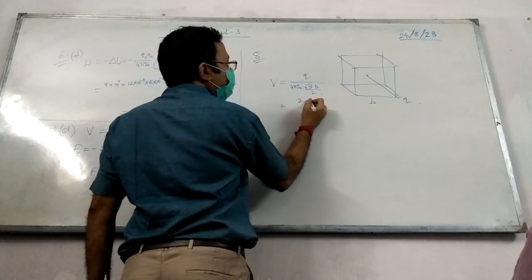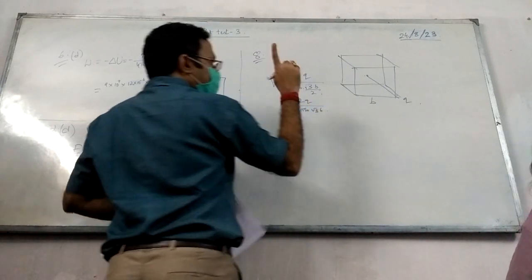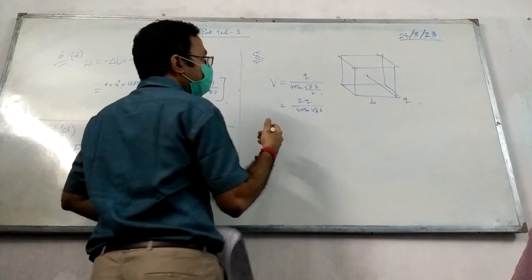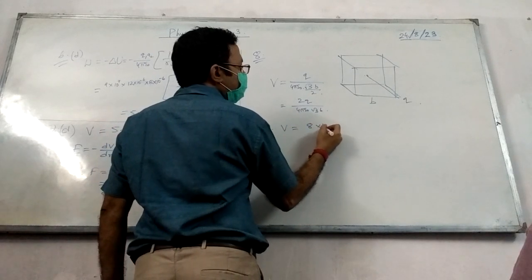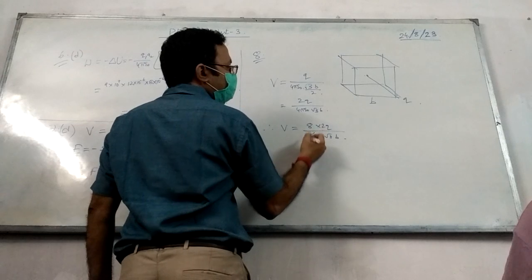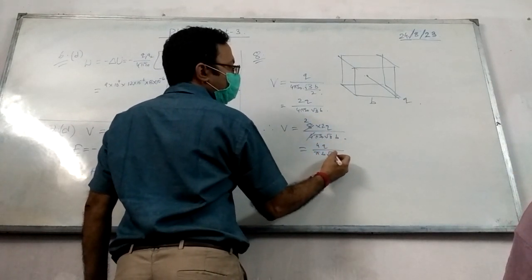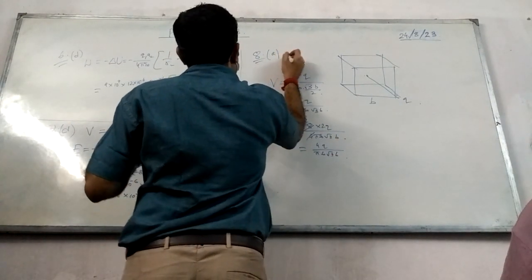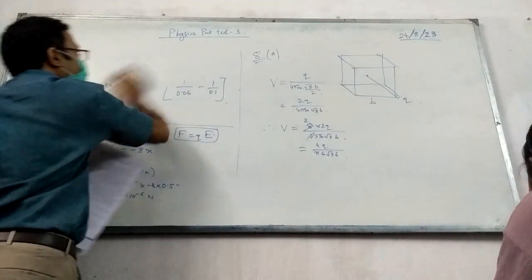Okay, so this will be 2q by 4 pi epsilon naught root 3 b. This is for one charge. How many charges do we have? How many charges are there? 8 charges. So we just multiply by 8. So V equals 8 into 2q by 4 pi epsilon naught root 3 b. So we can cancel this. It will be 4q by pi epsilon naught root 3 b, and that is option A. Question 8 is option A. Clear?